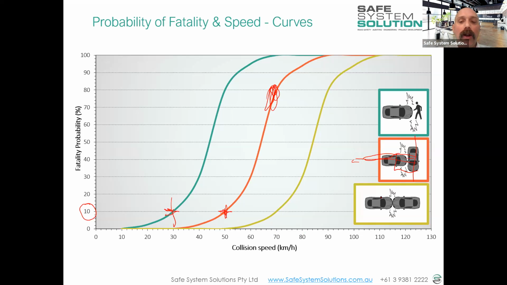And then head-on crash, we have that 70 kilometers per hour as the point where things exponentially start to kick up and severity becomes high. So really we need to remember those numbers. 30, 50, 70, so critical to safe system thinking.